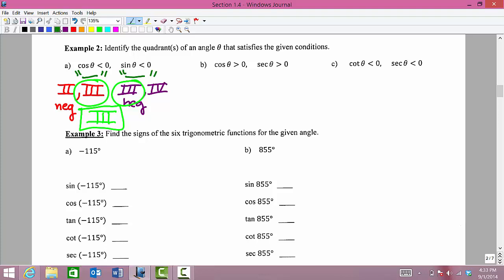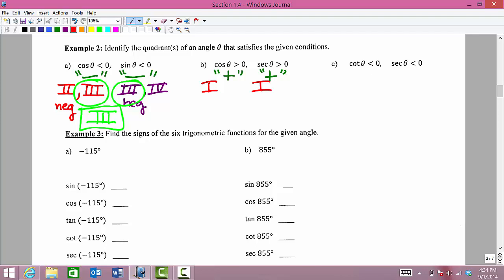In part B, cosine theta is greater than 0, which means that it's positive. Secant theta is also positive, greater than 0. Now cosine and secant are reciprocals of each other. We know that they are both positive in quadrant 1. They have the same signs in whatever quadrant they live in.